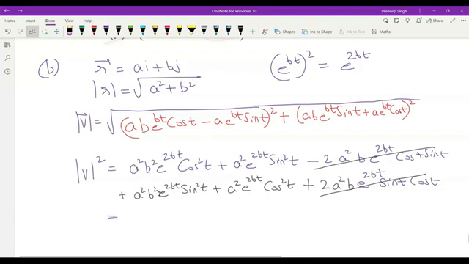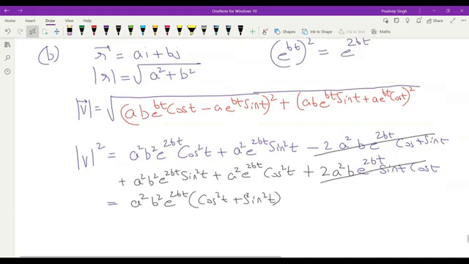Now let's simplify this. So observe in this term on the top and this one on the bottom, terms are common. So a square b square e to the power 2bt is common. We can take that out of the brackets. So let's write that down. A square b square e to the power 2bt, and in the bracket we'll write cos square t plus sine square t, which is equal to 1. Remember, sine square theta plus cos square theta is 1.